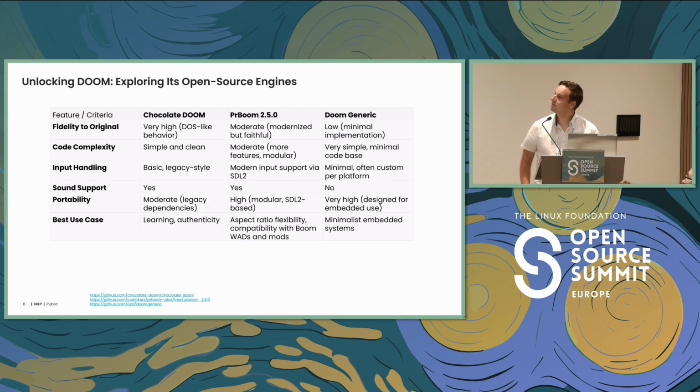If you want to port Doom, I think these are the three best candidates. You have Chocolate Doom, PrBoom, which this talk is about, and there's also Doom Generic, which is really stripped down. It's very easy to port, but you also lose some features. PrBoom has some modding, and Chocolate Doom is mostly the original experience.